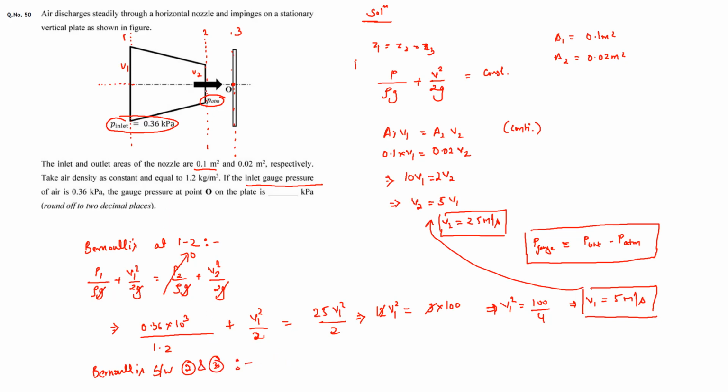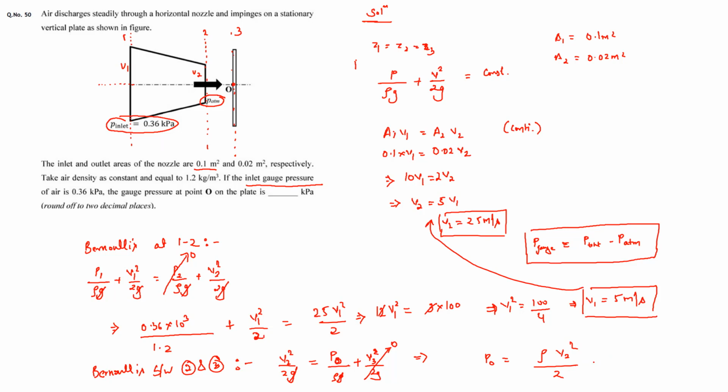So P2 is already 0 for us. So this will be like V2 square over 2G is equal to P3 or PO, I'll just write PO, over rho G plus V3 square over 2G. Now we just said that V3 will be 0 for us. So then you just need to calculate PO, which will be equal to, so G and G again cancels out, rho times V2 square over 2.